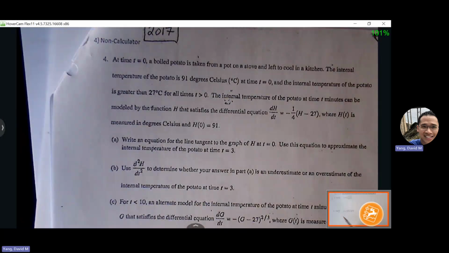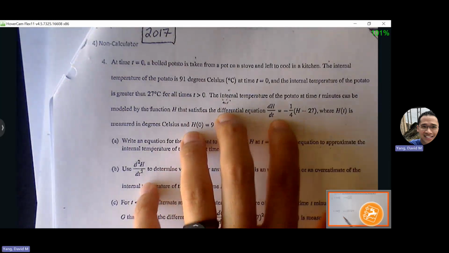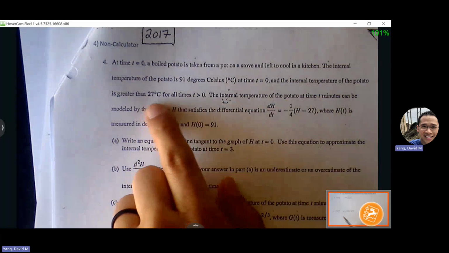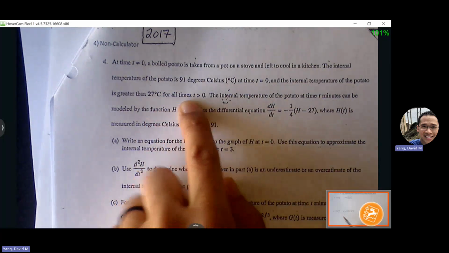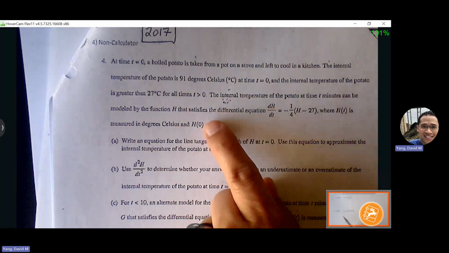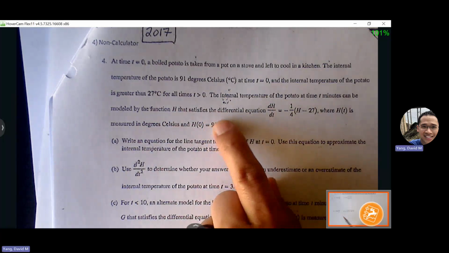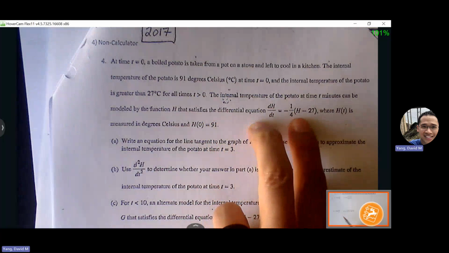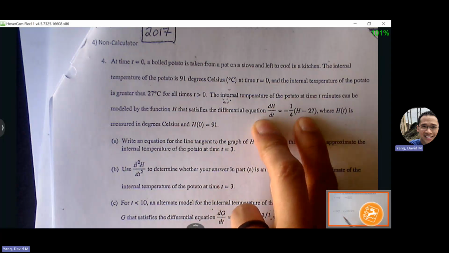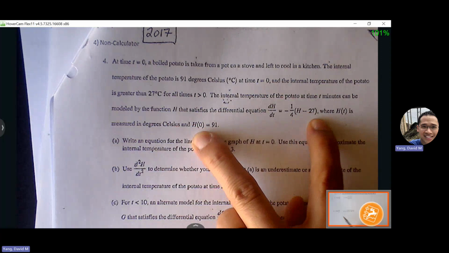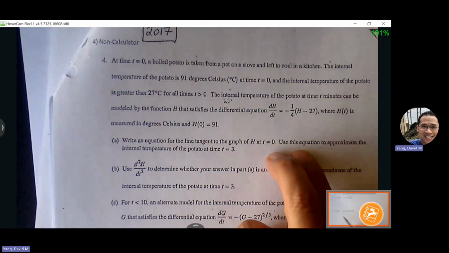Okay, so at time t equals 0, a boiled potato is taken from a pot on a stove and left to cool in the kitchen. The internal temperature of the potato is 91 degrees. And the temperature of the kitchen is 27 degrees for all time t greater than 0. The internal temperature at time t can be modeled by the function h that satisfies the differential equation dh over dt equals -1/4 (h minus 27), where h is measured in degrees Celsius and h of 0 equals 91. Write an equation for the line tangent to the curve at t equals 0.